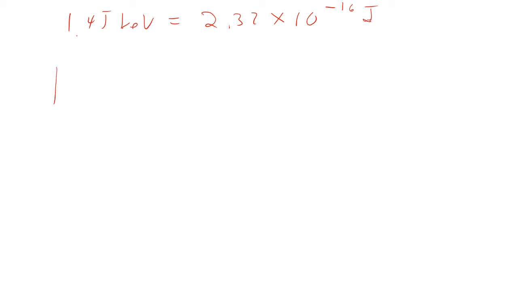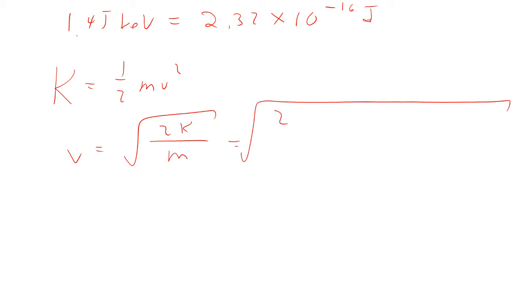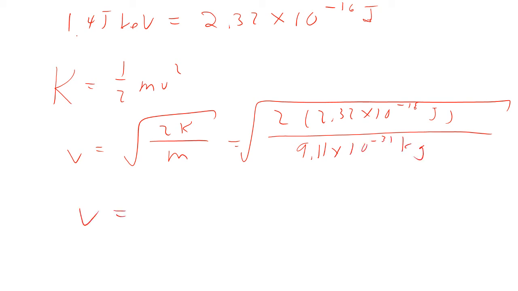Well, I know that energy is kinetic energy. Kinetic energy is 1/2 mv squared. So v is going to be the square root of 2K over m. So that'll be the square root of 2 times 2.32 times 10 to the minus 16 joules divided by the mass, 9.11 times 10 to the minus 31 kilograms. So the velocity is 2.26 times 10 to the 7 meters per second. So in other words, just a little bit less than 10% of the speed of light. Okay, so these are pretty fast electrons here.